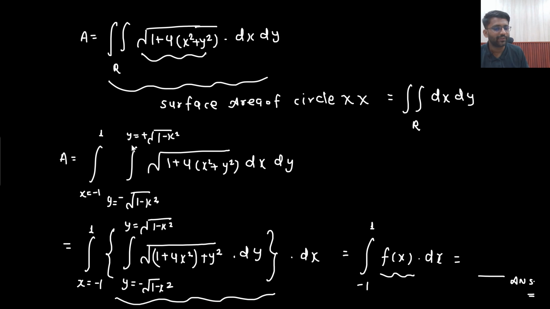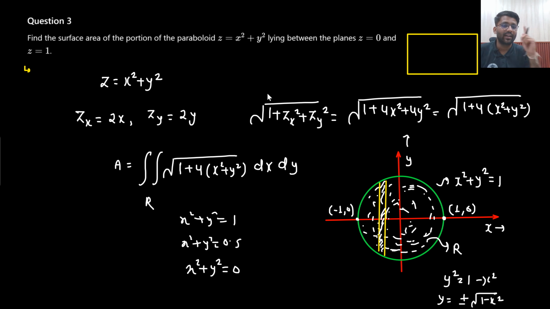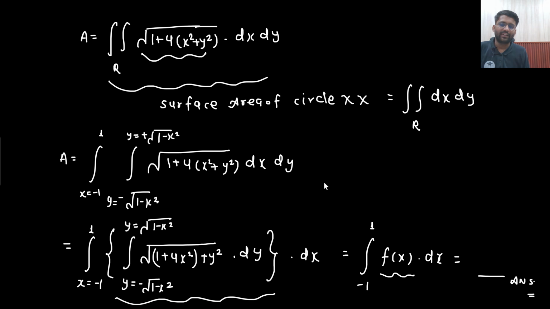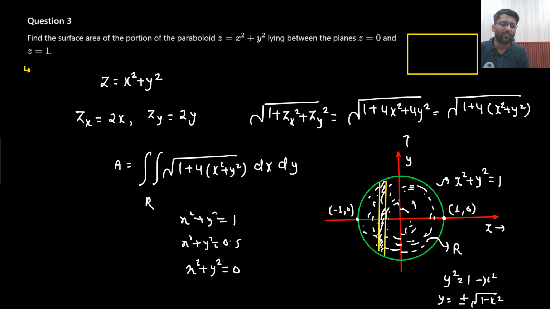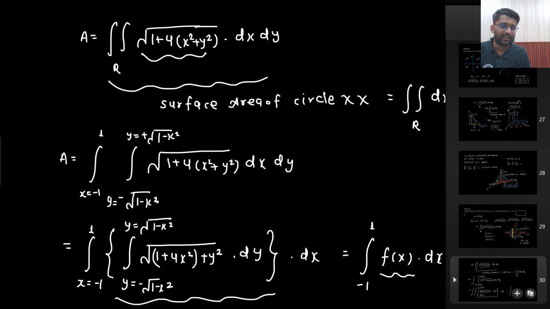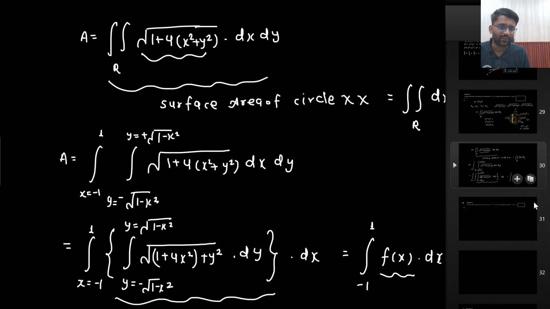What does that mean? I told you one thing: just as I see x square plus y square, I will move to the cylindrical or spherical or polar coordinate system, because eventually we are on the xy plane only. So this is what we are supposed to solve: the integral over the region R of under root 1 plus 4 times x square plus y square, dx dy.